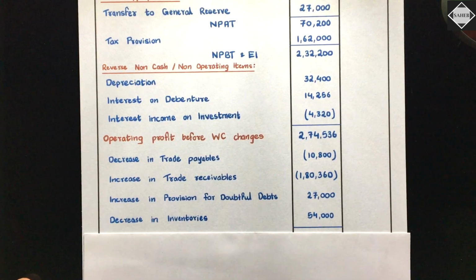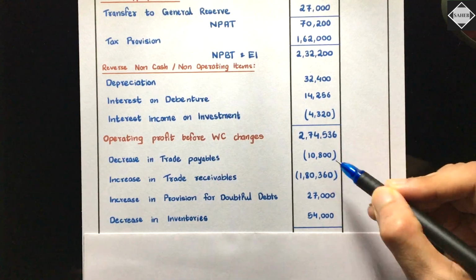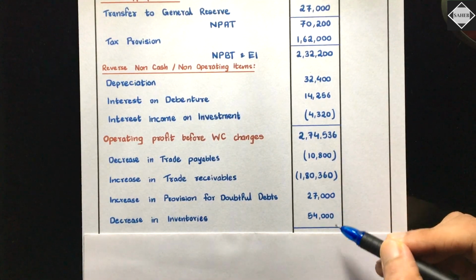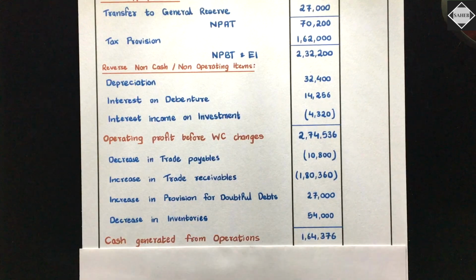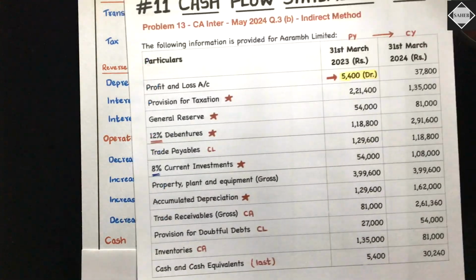Simple. So if we just do the sum, 2,74,536 minus 10,800 minus 1,80,360 plus 27,000 plus 54,000, that is equal to 1,64,376. This is cash generated from operations. Now we are going to subtract the tax paid, and the question is over.